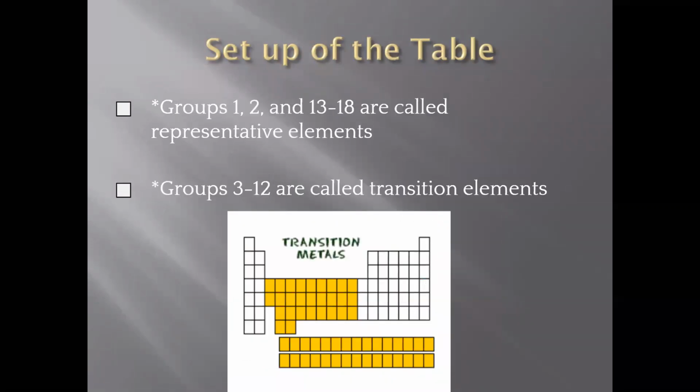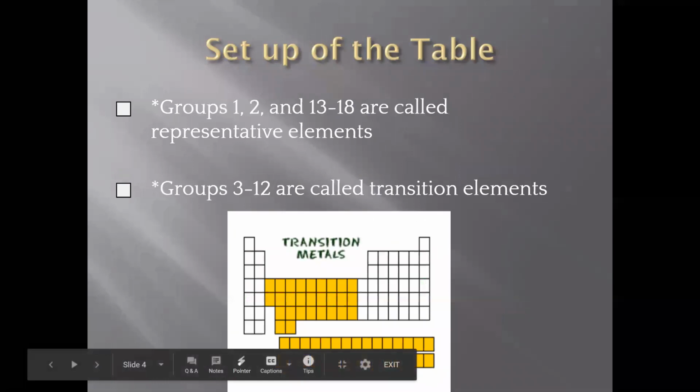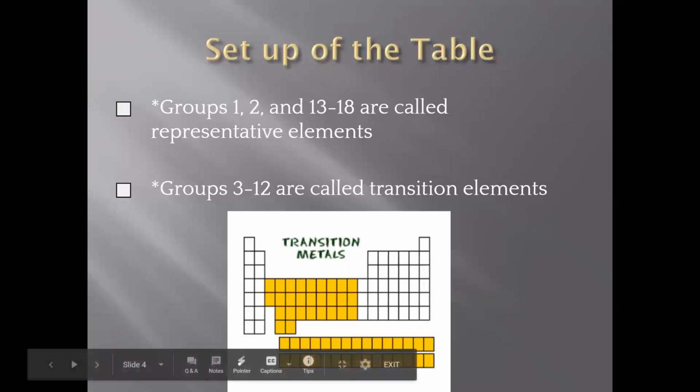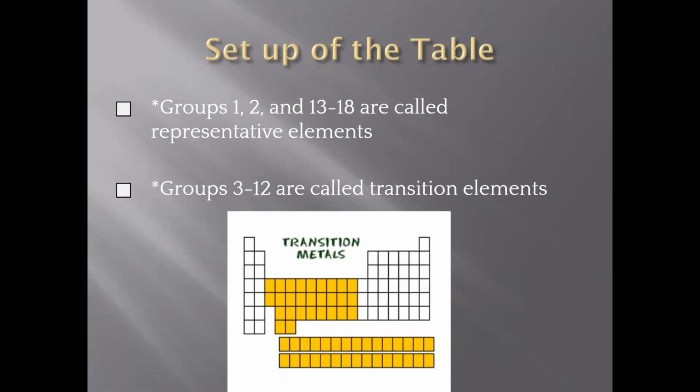Now, there's a lot more that the periodic table can tell us besides just what's in a column versus what's in a row. So groups number 1, 2, and 13 through 18, that's everything that you see in white down here, are called representative elements. And they are called that because their group number means that they're going to have a certain number of electrons when ionized and a certain set of properties based on their group number.